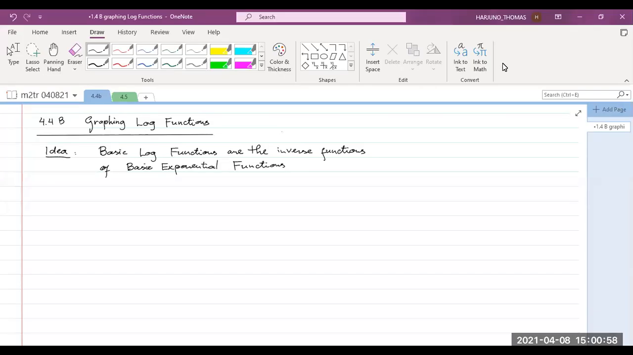Today we will finish up 4.4, the graphing log functions, and then we'll finish up 4.5 and hopefully 4.6 before you leave for spring break.